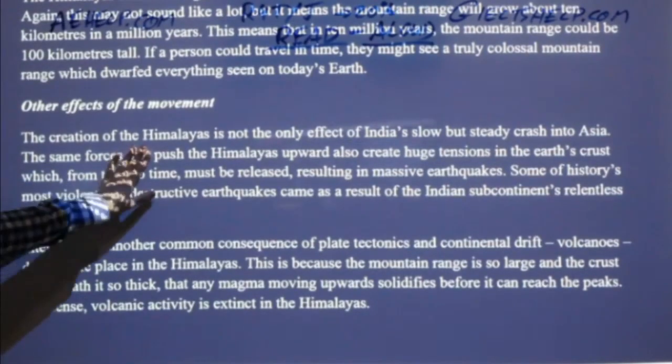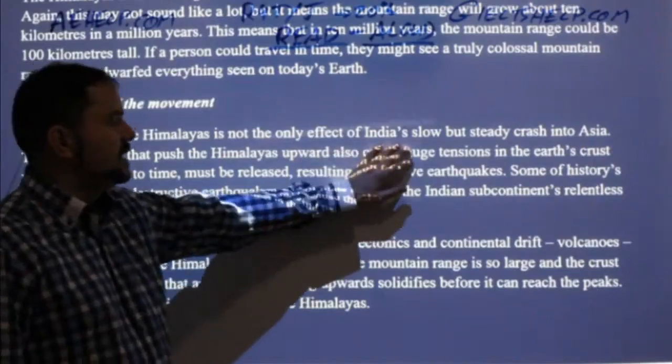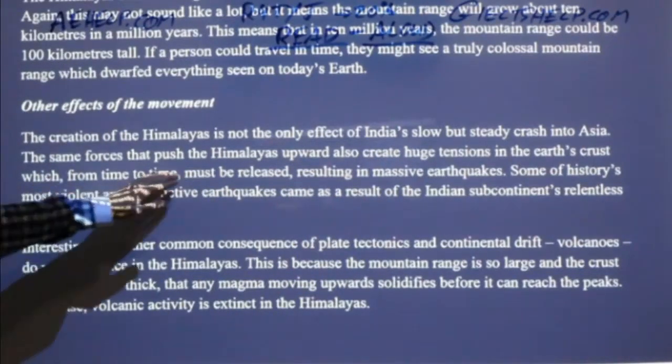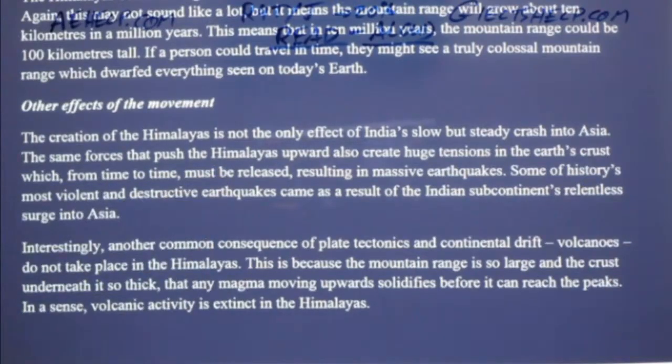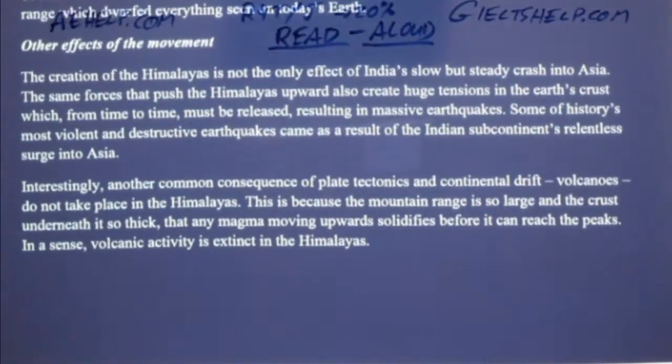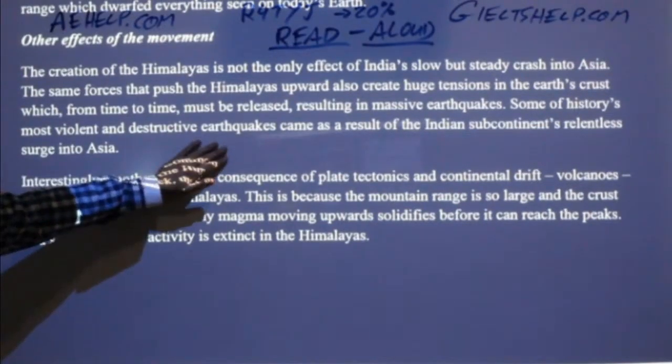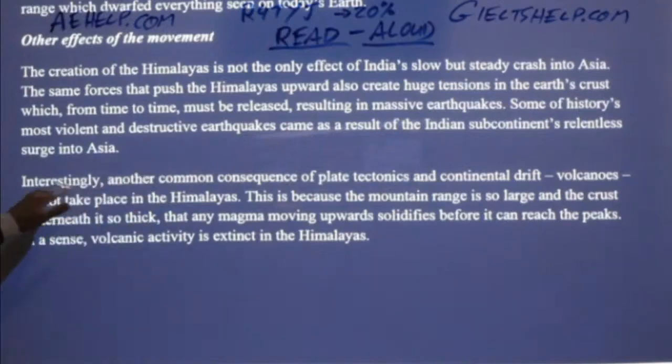The creation of the Himalayas is not the only effect of India's slow but steady crash into Asia. The same forces that push the Himalayas upward also create huge tension in the Earth's crust, which, from time to time, must be released, resulting in massive earthquakes. Some of history's most violent and destructive earthquakes came as a result of the Indian subcontinent's relentless surge into Asia.